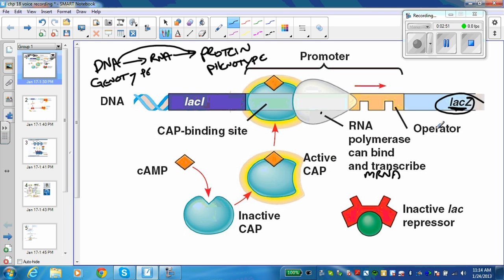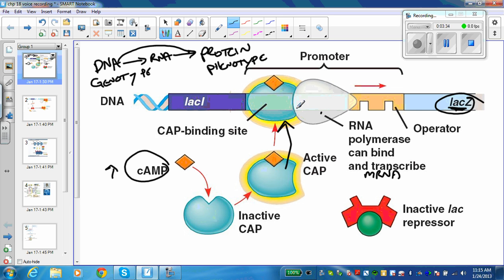So if glucose levels are high, then molecules called cyclic AMP are not produced. If molecules of glucose are low, then cyclic AMP increases. So cyclic AMP will work with this molecule right here called CAP, and cyclic AMP binds in and makes active CAP. Active CAP will allow for binding into the promoter region. Remember we talked about way back in DNA transcription and translation, there's a portion of our DNA called the TATA box, which is the spot where RNA polymerase binds in.